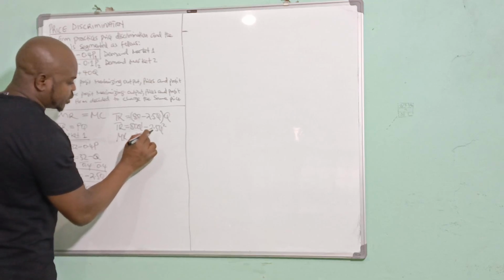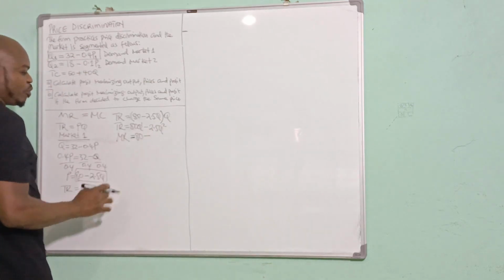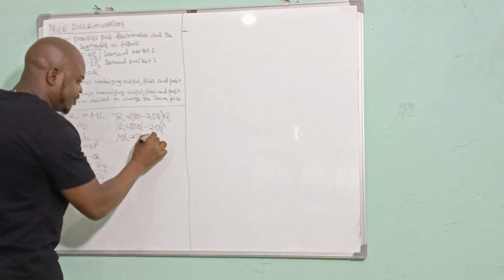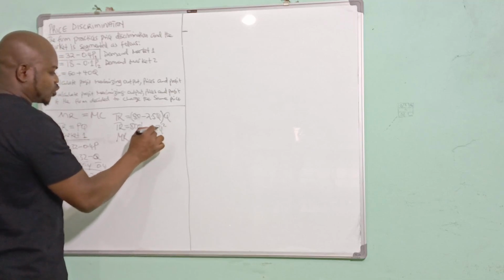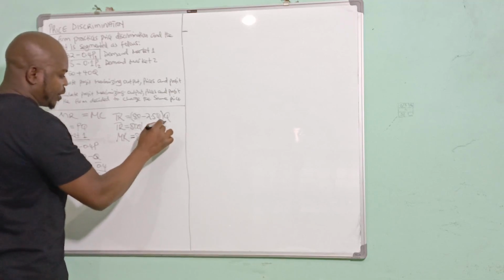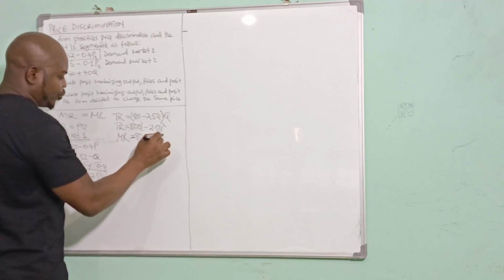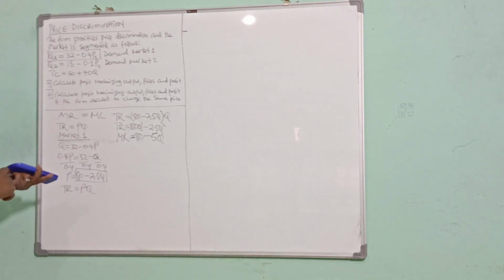And then here we will say 2 multiplied by 2.5, that's 5. And then we will say 2 minus 1, that's 1. So it will just be Q instead of raising to the power 1. So that's my marginal revenue.